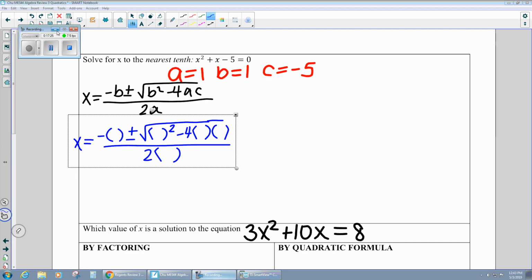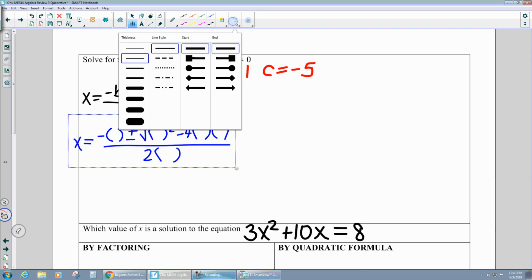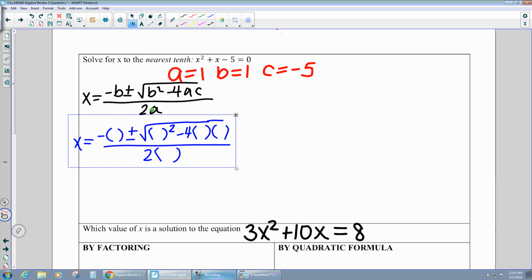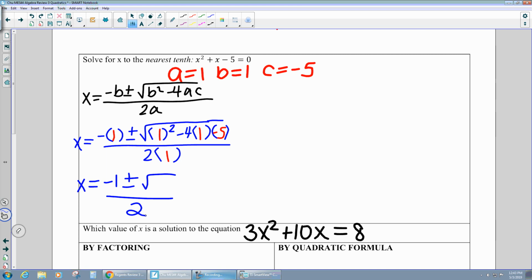So now that you have all the open parentheses, all you're really doing is plugging in the numbers that you found before. So the first one, b is 1, b is 1, a is 1, c is negative 5, and a is 1. Okay, next step is to simplify everything outside of your parentheses. So I'll have x equals negative 1 plus or minus, and we're going to leave the square root open, and we're going to simplify the bottom, and I get that that's 2.